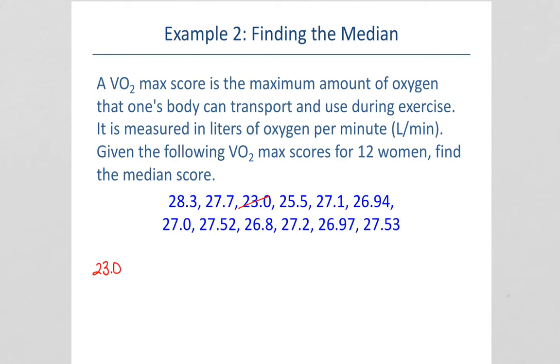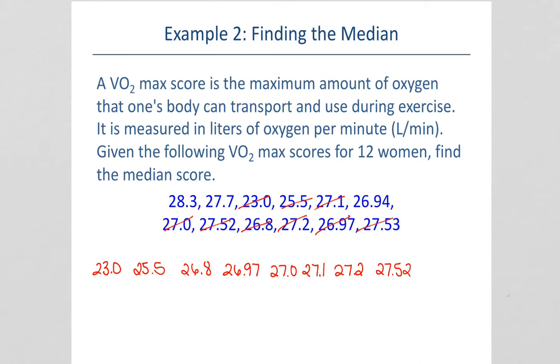23.0. And then the next is 25.5. Then we have 26.8, 26.97, 27.0, 27.1, 27.2, 27.52, 27.53.